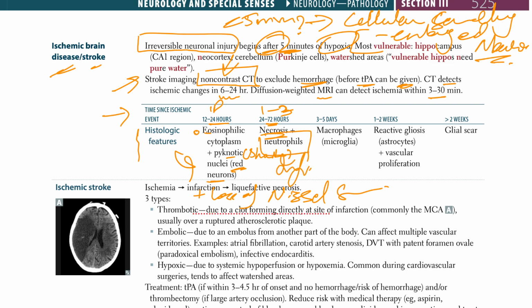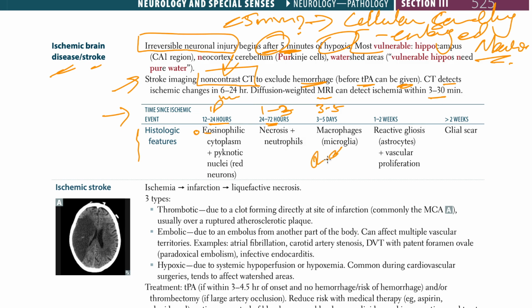Within 3 to 5 days, the macrophages, which are known as microglial cells, will infiltrate. And when they infiltrate, they will start phagocytosis, right? So microglia will start phagocytosis at this point. And the fragments of myelin, the debris accumulating within the cytoplasm of these microglial cells, will make them foamy cells. Foamy cells.